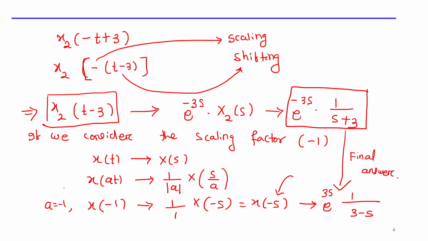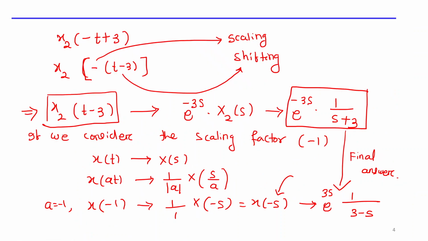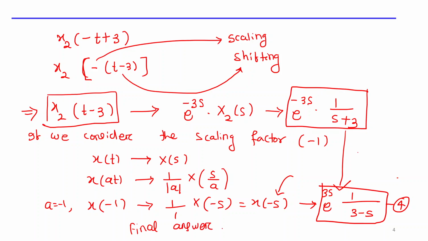Now what you will do? You already got in the last slide x1 of t minus 2, and in the next slide you already got x2 of t minus 3. Now simply, convolution in the time domain is multiplication in the frequency domain. You just multiply equation number 3 and equation number 4. So this is not the final answer; the final answer is equation number 3 multiplied by equation number 4.